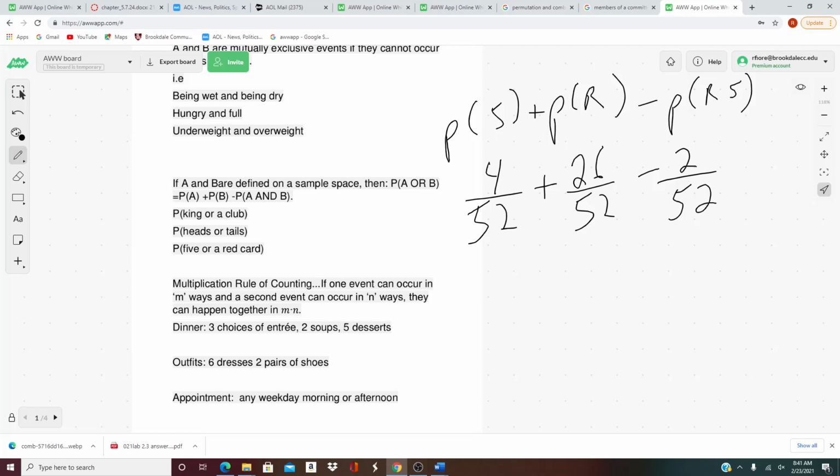Remembering, for all of these events, I'm only drawing one card, unlike when I had events occurring one after the other. So this is saying I draw one card. What is the probability that it's a king or a club? I draw one card. I flip one coin. What's the probability that it lands on heads or tails? Or flip it once, I should say. I draw one card. What's the probability it's a 5 or a red card?